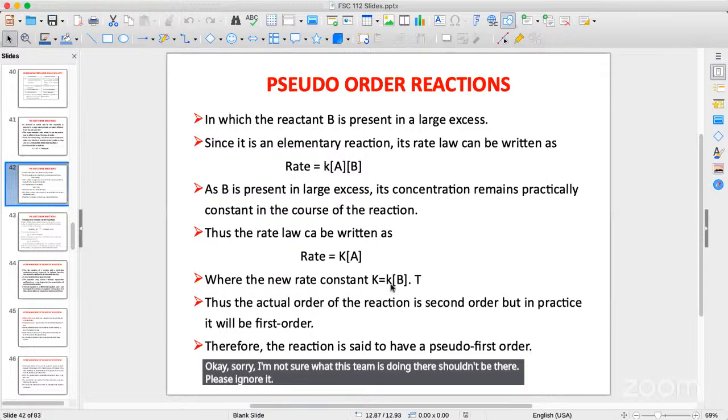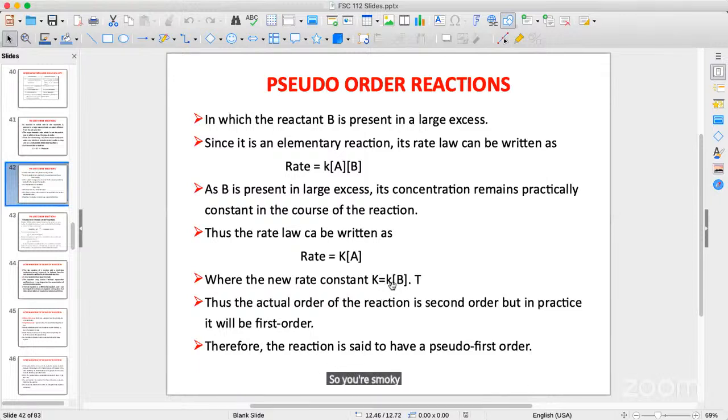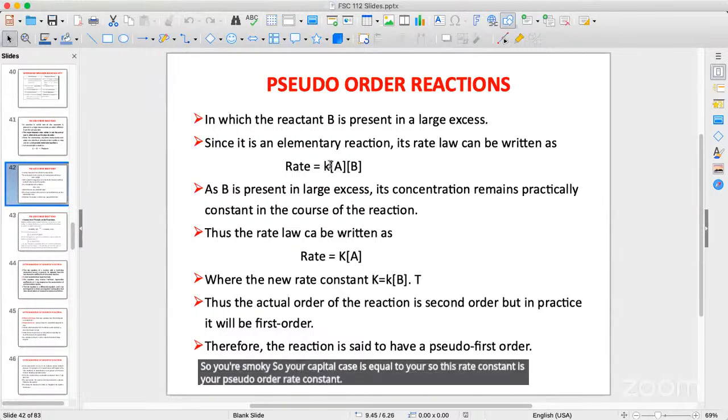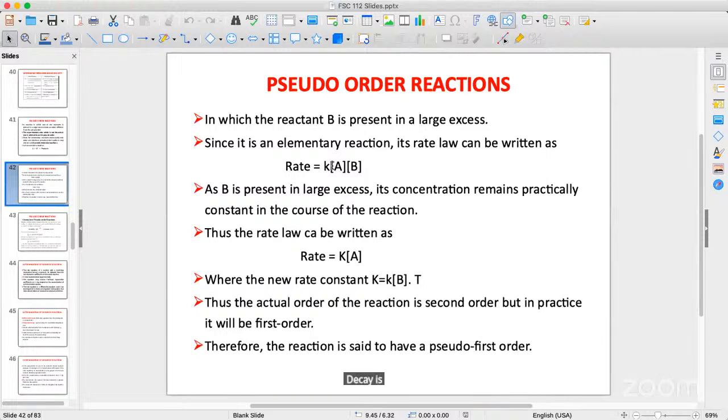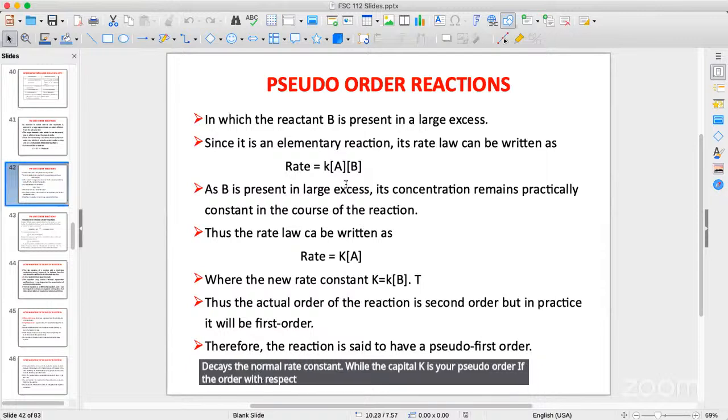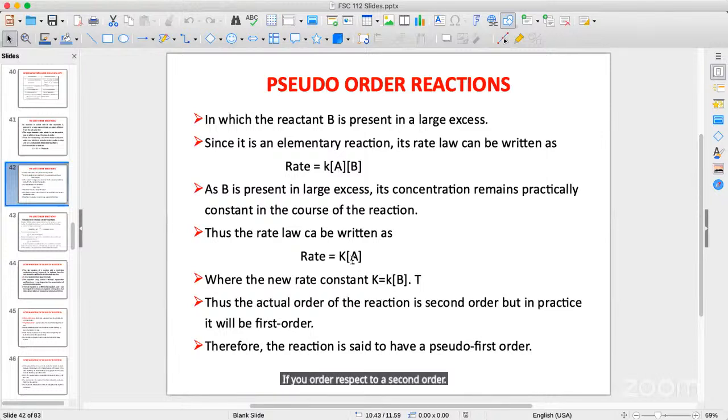So your capital K is equal to your small k multiplied by the concentration of B. This capital K is your pseudo-order rate constant. The small k is your real rate constant, while the capital K is your pseudo-order rate constant. If the order with respect to A is first order, that means your capital K is going to be the pseudo first order rate constant. If the order with respect to A is second order, your capital K is going to be the pseudo second order rate constant.